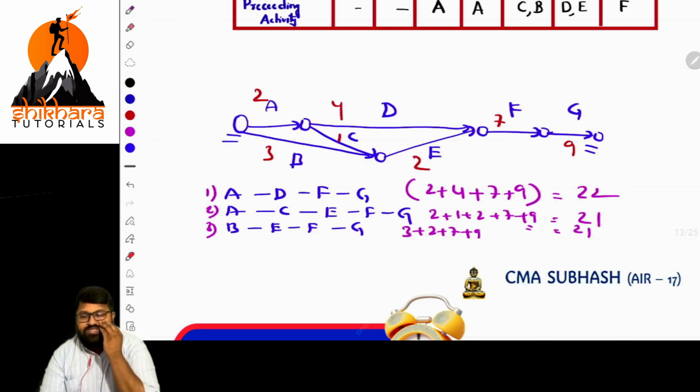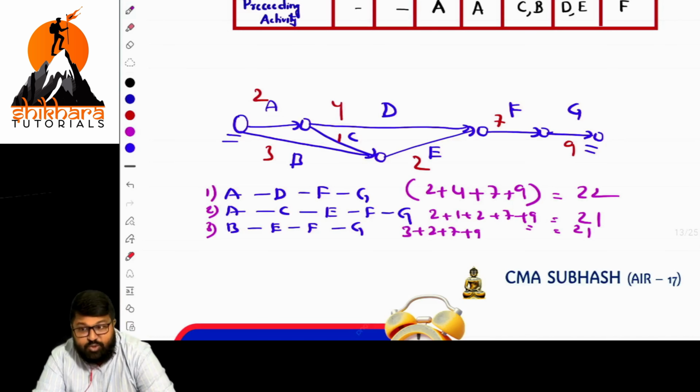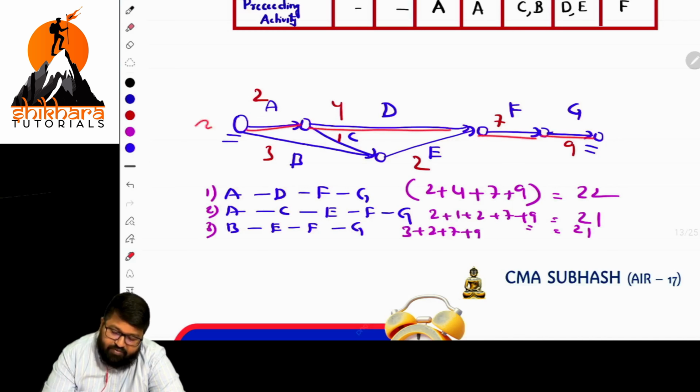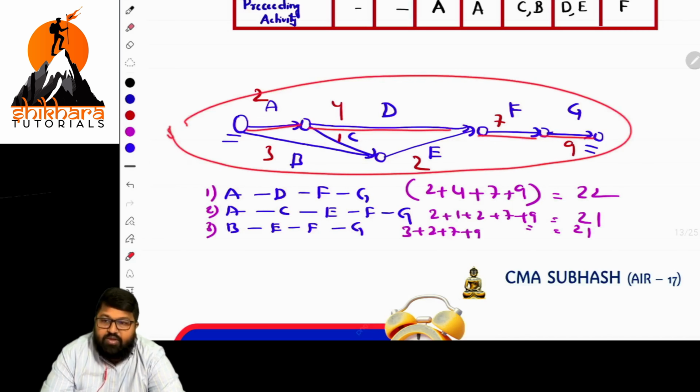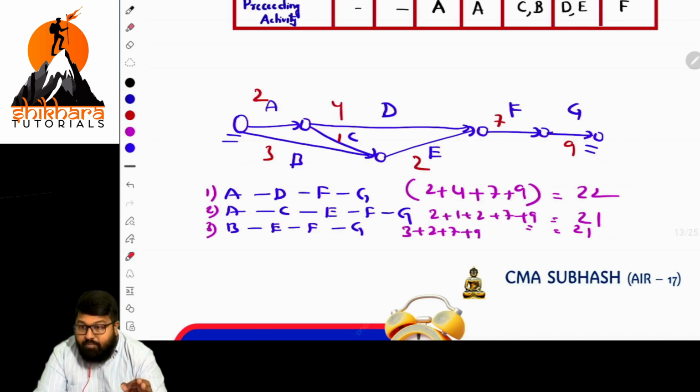Okay. Once this part is done, what is next? Identify the path with the highest duration. So of all this, what is the highest duration? ADFG is the highest duration path. And that you need to mention with a double line. Double line should be mentioned for that path. That is most important. If you mention that one with a double line, that will be the critical path.